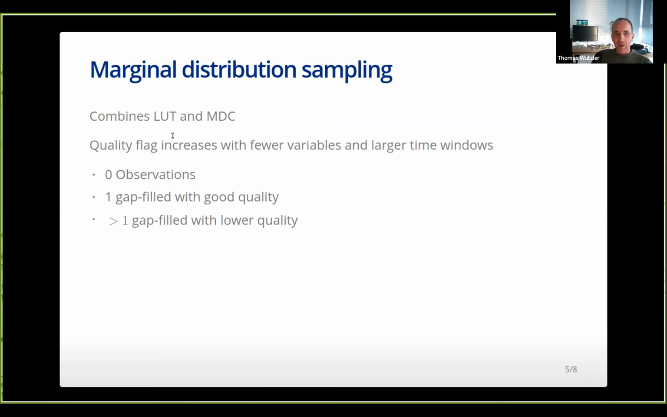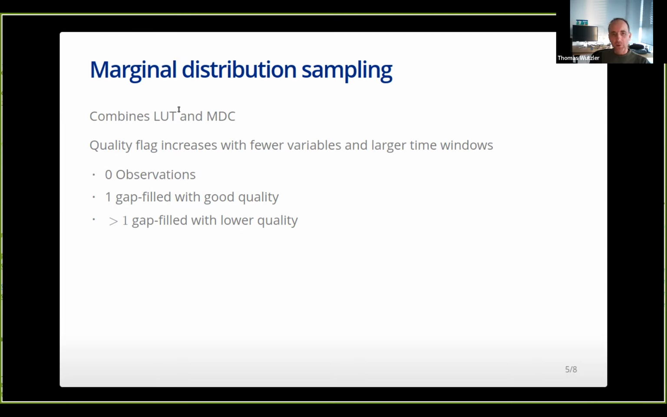And then these are combined in so-called marginal distribution sampling. First, it tries to do the lookup table. And if it doesn't have enough records, for example, if the air temperature is missing, it tries the mean diurnal course. And it cycles around this with an increasing window of time. So it looks in just the next and previous day, and then it extends to 3 days, 5 days, to several days.